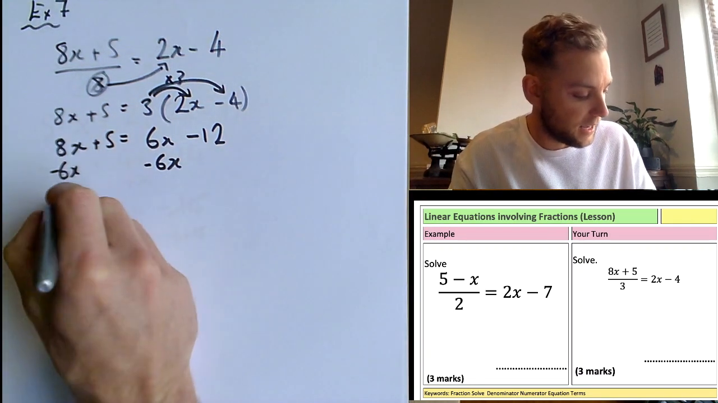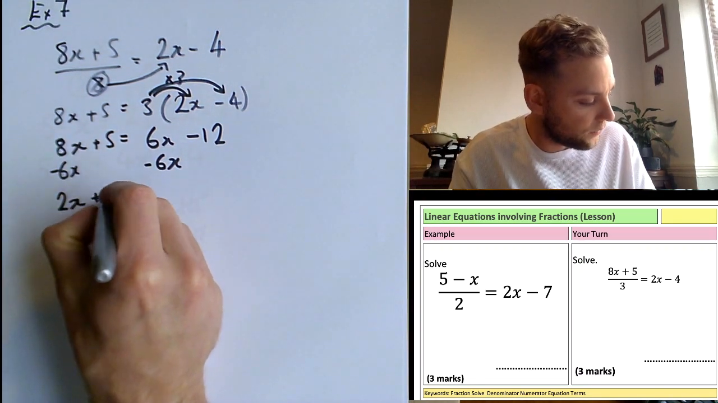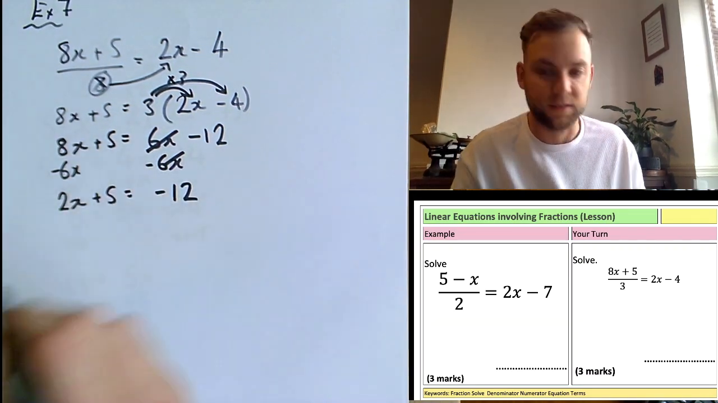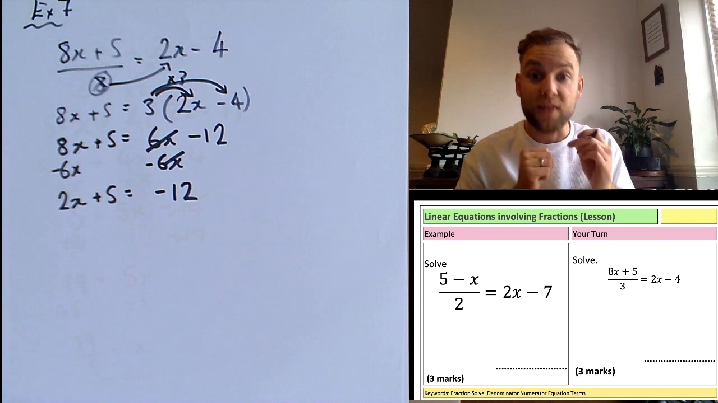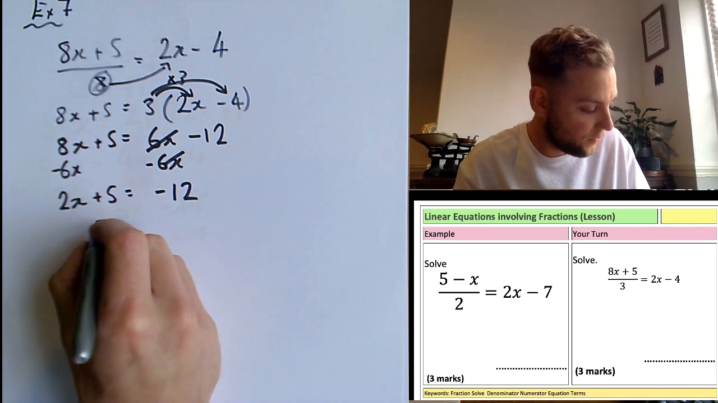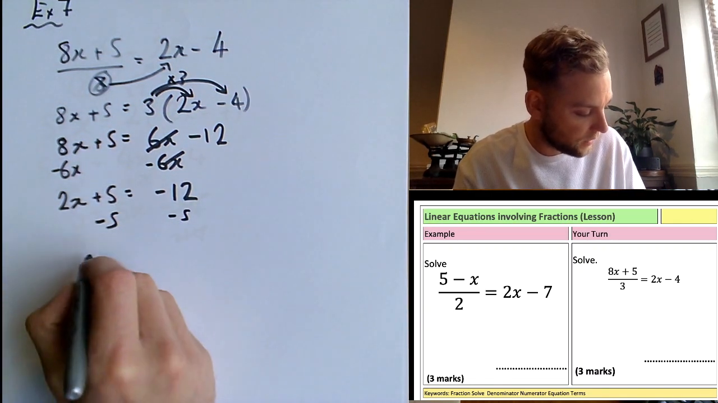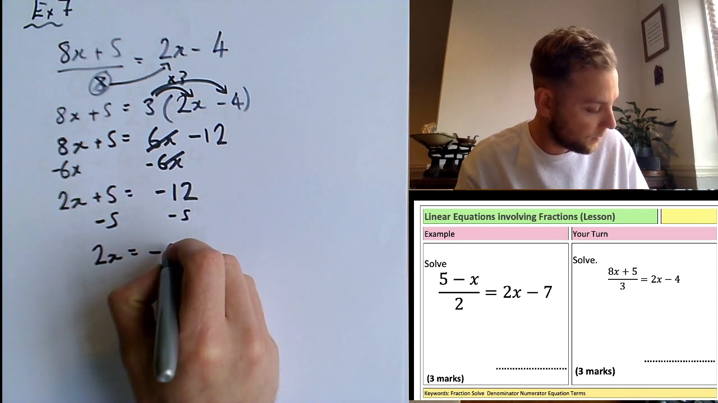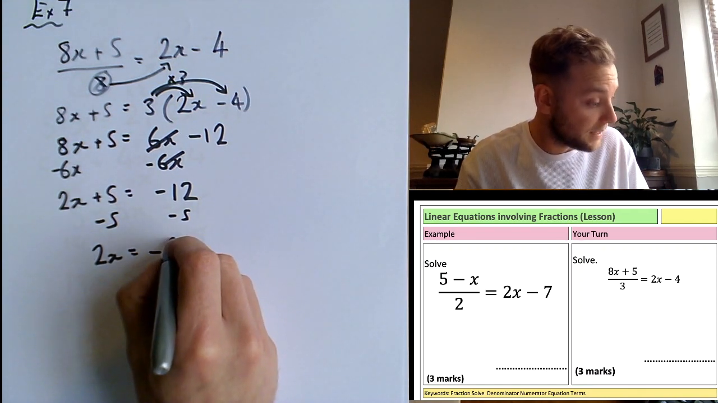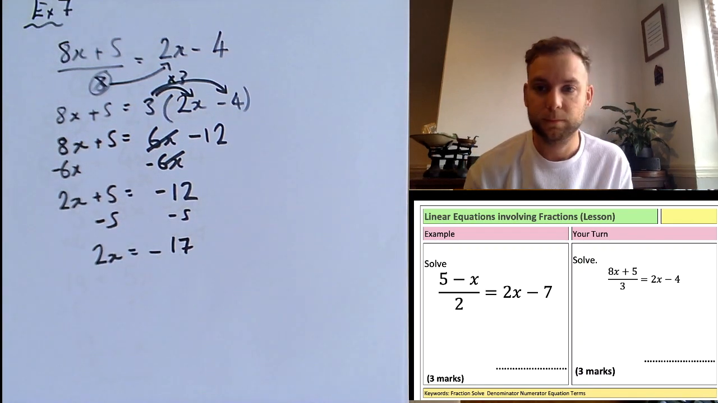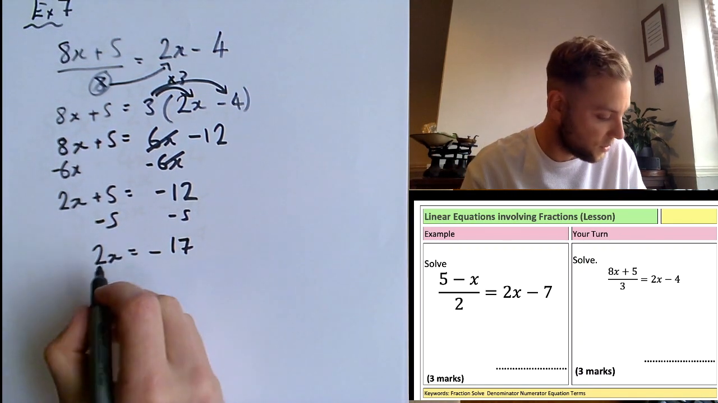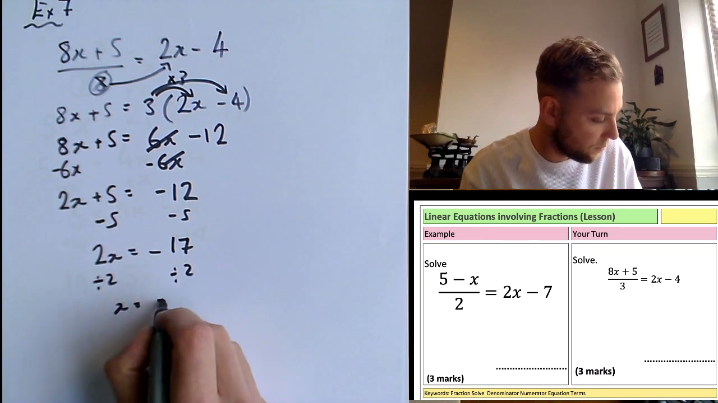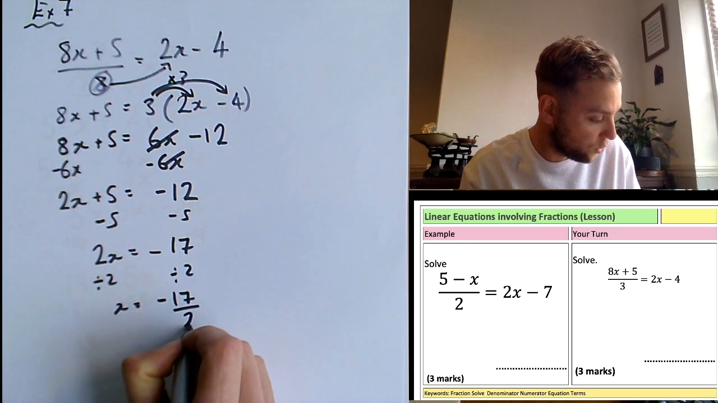8x minus 6x is 2x plus 5. 6x take away 6x is nothing, so you're just left with negative 12. Then I need to get rid of this plus 5 by minusing 5 and minusing 5. 2x is equal to negative 17, and then I'm going to divide that by 2. So divide by 2, x is equal to minus 17 over 2.